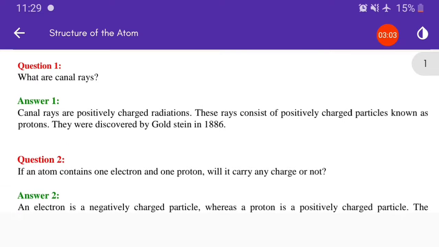The first question is, what are canal rays? Canal rays are positively charged radiations. These rays consist of positively charged particles known as protons. So canal rays are considered to be protons, and they were discovered by Goldstein in 1886. This can be asked for 2 marks in your evaluation also. These questions are very important, very crucial, so you have to prepare them.